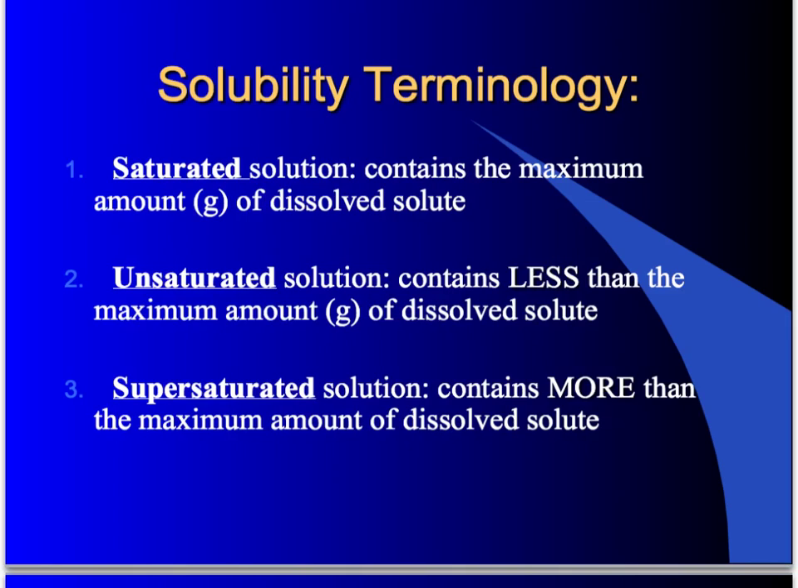You may be saying, more than the maximum amount? That doesn't make any sense. But we can make supersaturated solutions by doing some of those things we talked about on the previous slide. We could make them by superheating the solvent so that more solute will dissolve than usual, or by increasing the agitation. Things like that can allow you to make a supersaturated solution.